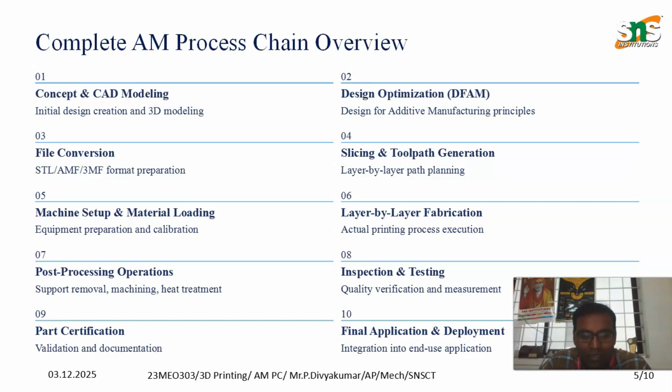Various types of applications, such as aerospace applications, automotive applications, biomedical applications or tooling, etc. In summary, there are majorly 10 steps behind the additive manufacturing process chain: concept and CAD modeling, design optimization, file conversion, slicing, toolpath, machine setup, inspection and testing, and then final applications and deployment.